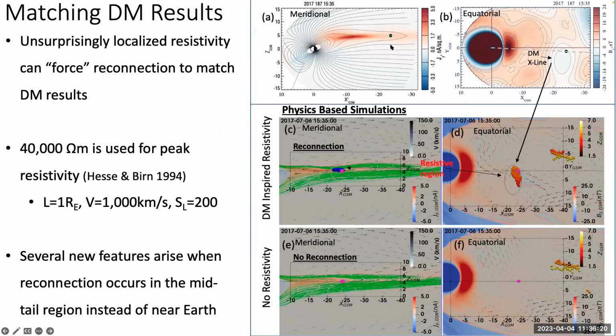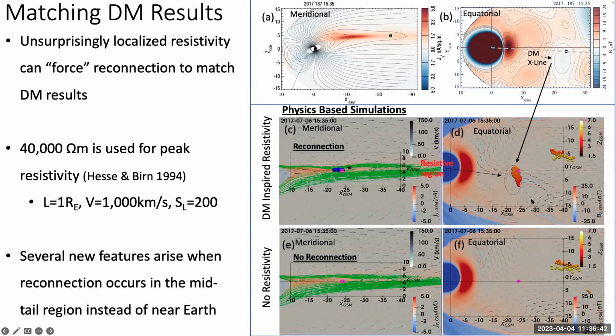Here on the top, we have the data mining reconstruction results. Then I have two separate simulations that I'm showing you. These middle panels are when I include a resistivity. Bottom is just your base MHD run. And then obviously the left side of all three of these panels is the meridional plane. The right side is the equatorial plane.